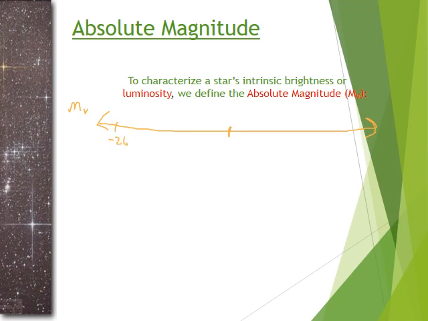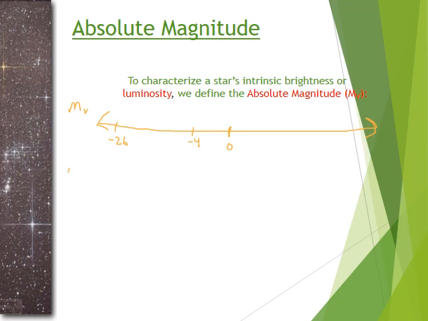That's where the Sun is. And here's zero, obviously. Let's say Venus can get to be like negative 4 sometimes. So the farther left you are on this number line, the brighter the object. In this case, the Sun, negative 26, Venus, negative 4. The Sun is brighter than Venus, so therefore on the apparent magnitude scale, it's to the left of Venus.